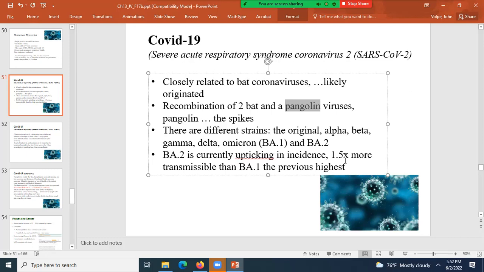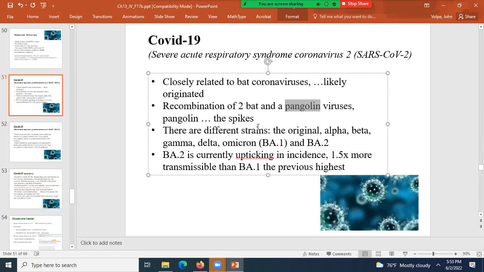The pangolin genome is only about 10%, so what is it? 45% belongs to one bat coronavirus, and about 45% to the other coronavirus. Only about 10% of the genome comes from the pangolin coronavirus, meaning that's a coronavirus that infects pangolins. And the 10% actually codes for the spikes on the coronavirus.